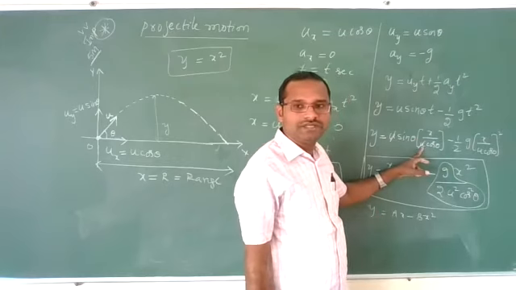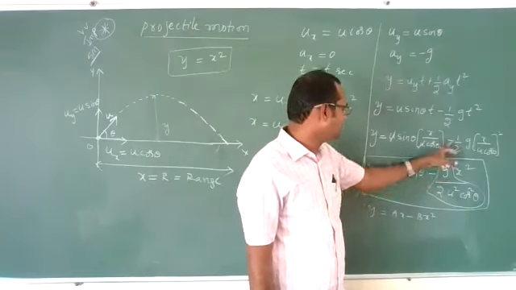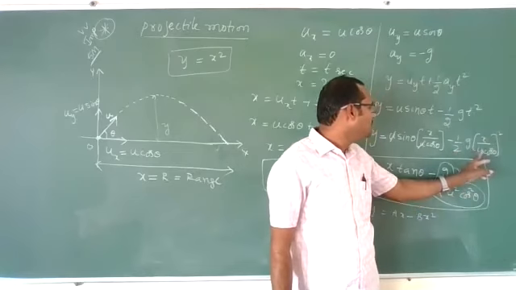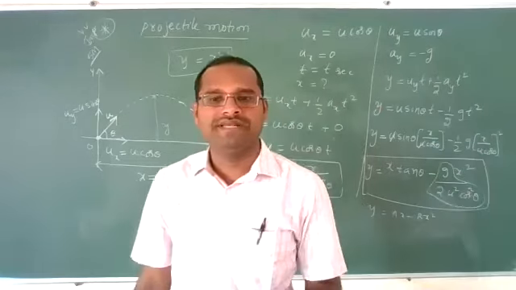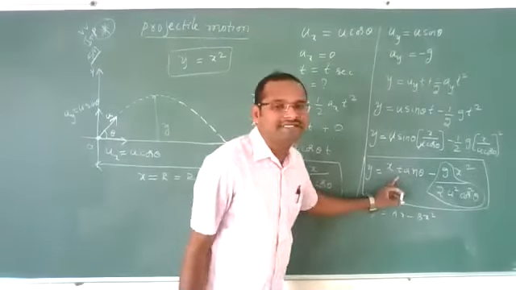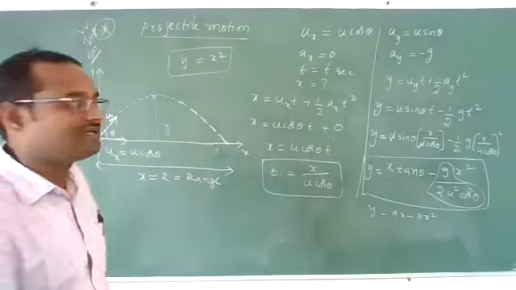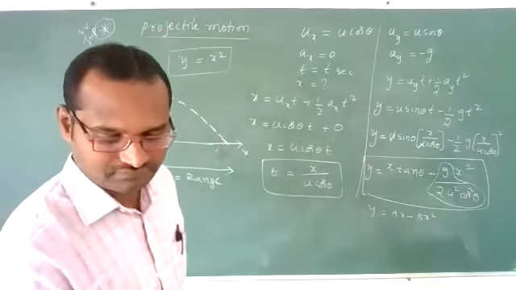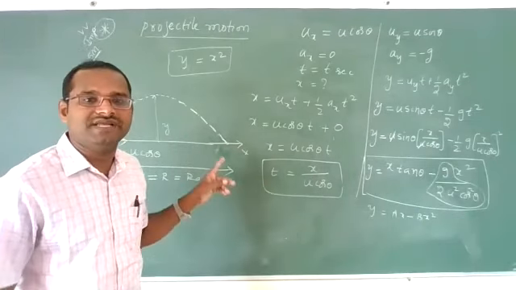Yes, I have substituted. Now u cancels. You will get x into sin theta by cos theta, which is tan theta, minus g x square by 2 into u square cos square theta. That is, y is equal to x tan theta minus gx square by 2u square cos square theta. This equation represents a parabolic motion. A projectile thrown with some angle theta with the horizontal is always a parabola.